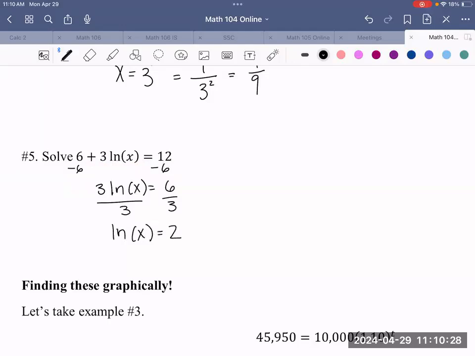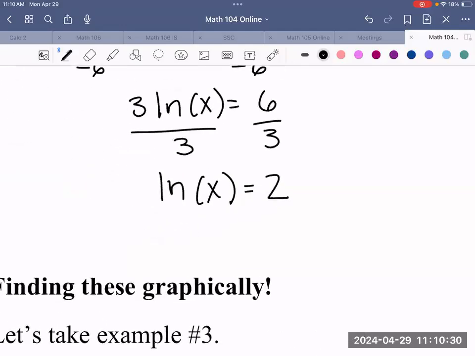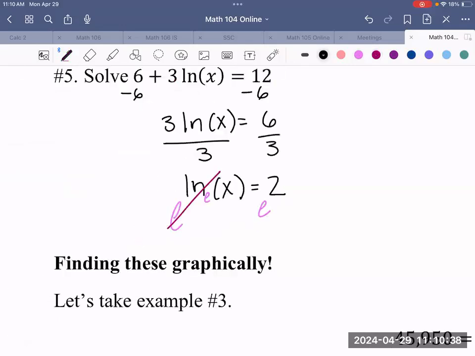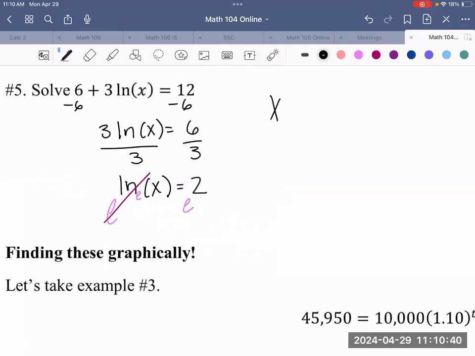How do we get rid of your natural log? Well, the base of your natural log is e, so by writing an e to both sides, it will allow us to cancel. So then we get x is equal to e squared, which we can leave as we're seeing it here.